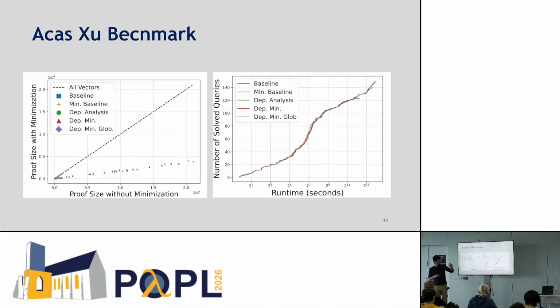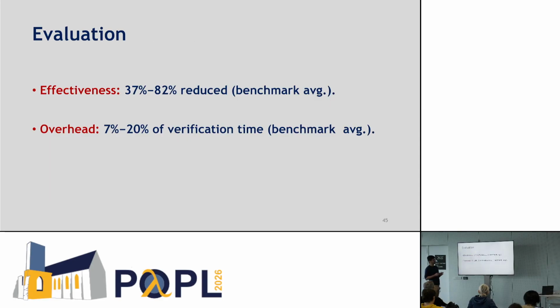And on the left, we can see that we have a cactus plot for the running times, and we can see that there is not much difference. And overall, across the benchmark, we saw that between 37 and 82% of the lemmas were removed. For most of the examples, it was more like 80-something%. And the overhead was between 7 and 20% of verification time.